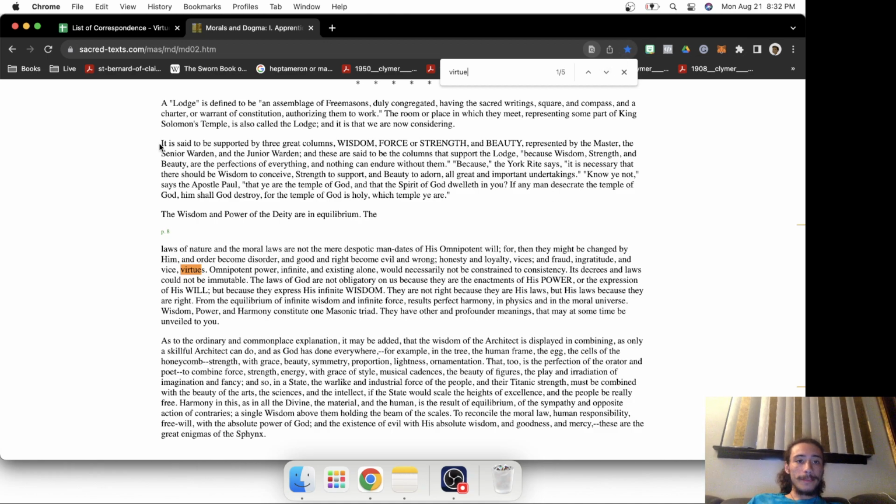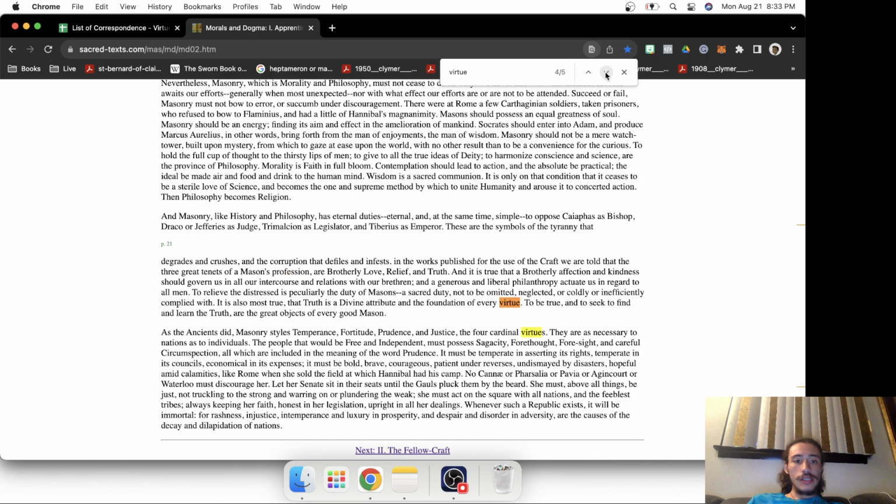We go into the Masonic. Obviously, we don't have to get too much into that. We know the forces and the virtues are really what inspire Masonry. I'm going to go to one thing, but it says, Masonry, like history and philosophy, has eternal duties. It is also most true that truth is a divine attribute and the foundation of every virtue. To be true, and to seek, to find and learn the truth are the great objects of every good Mason. You see that right there. Truth is at the foundation of every virtue.